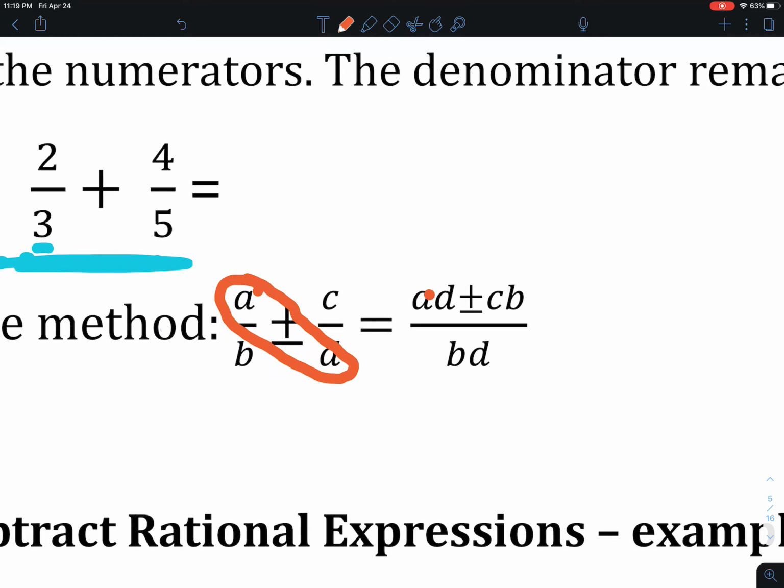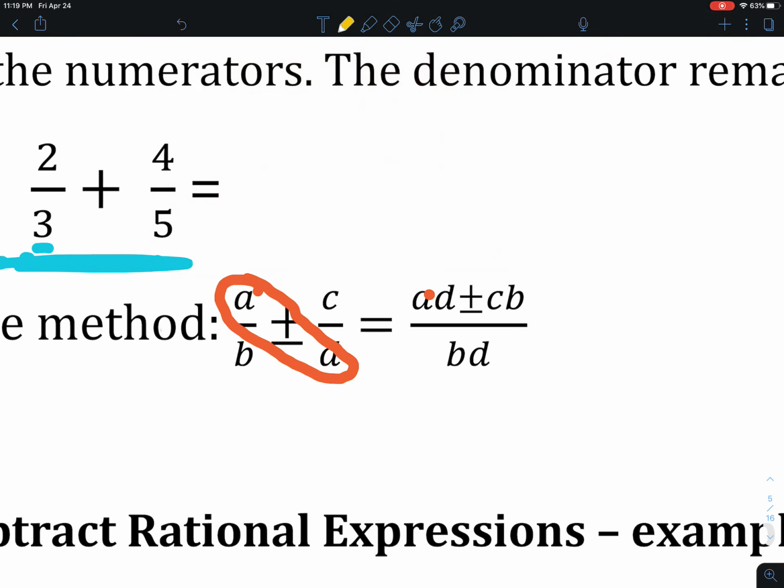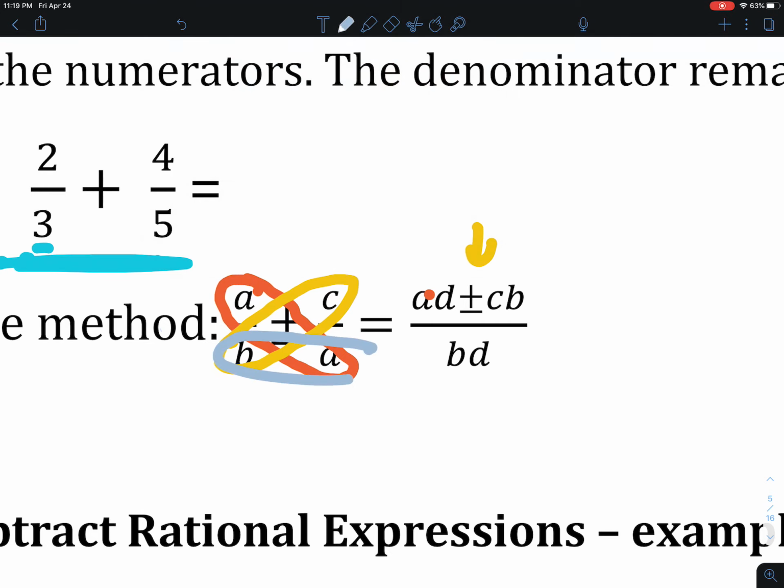and you get AD. Then you multiply the denominator of the first one by the numerator of the second one, and that's how I got CB. And then whatever that sign is in the middle, the sign remains. If you're adding, then this is an addition sign. If you're subtracting, it's a subtraction sign. And then your very last step is to multiply the denominators together to get BD.